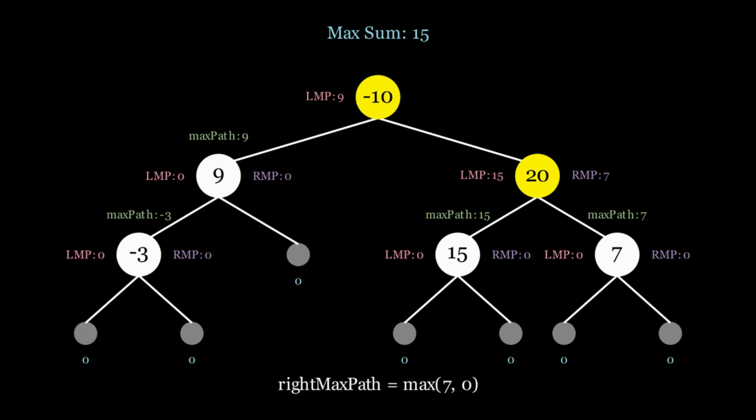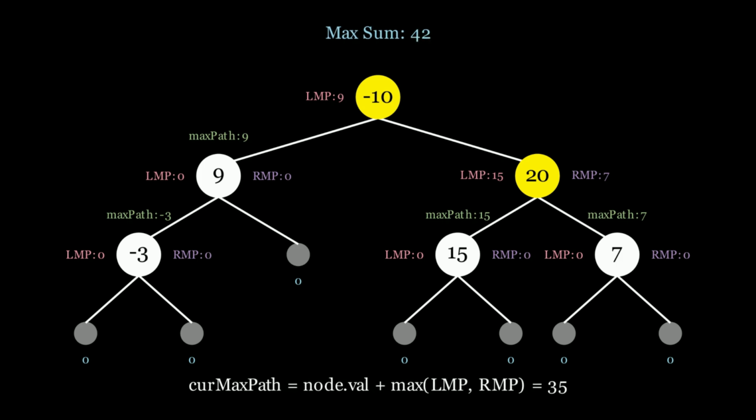So now we have a left max path of 15 and a right max path of 20. So now we're going to treat 20 as if it could be the root node. This is going to be 20 plus the left and right max paths. So 20 plus 15 plus 7, which is 42. 42 is greater than 15, so let's update the maximum sum to 42.